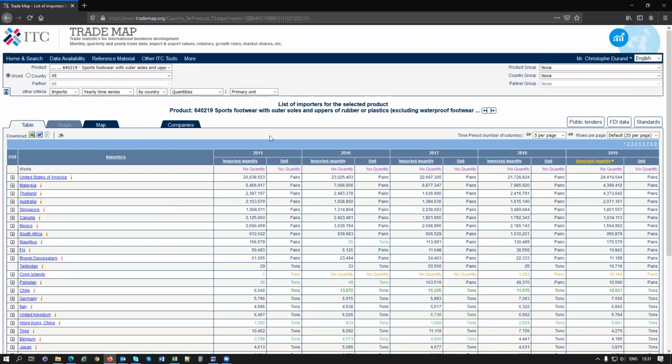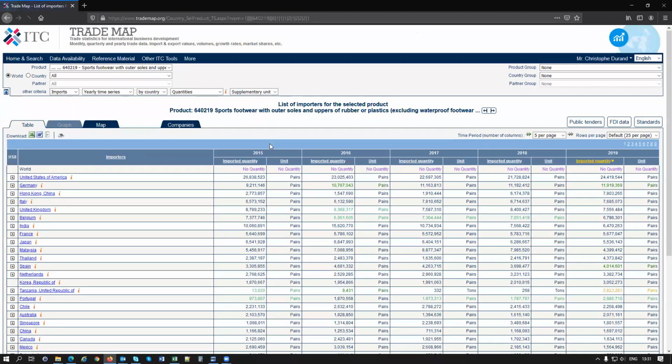Right. So I have some countries that report in pairs, some in tons. Boom, boom, boom. Okay, and that's basically these are the totals. And if I go to supplementary unit, then I get the totals. I get the total by pairs, right? Does this make sense to you? I think so.